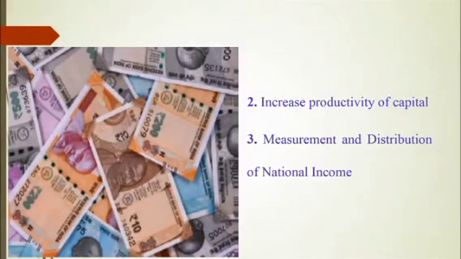Next one is increase productivity of capital, which means money increases the production process in a country. The third one is measurement and distribution of national income. We can measure the national income of a country. So, national income means the GDP, that is, gross domestic product. The GDP depends upon the production of a country, whereas the production depends upon the capital.